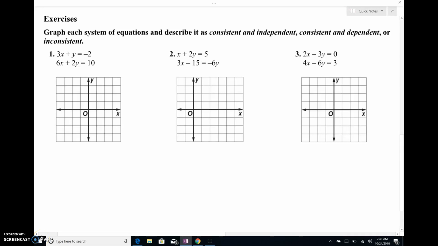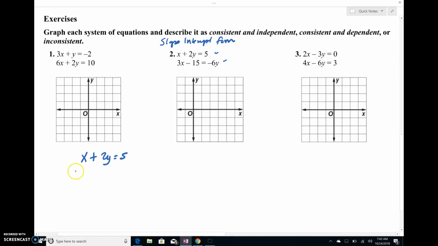What we're going to do today is solve the following system of equations by graphing. In order to do that, we're going to have to write both equations in slope-intercept form, which requires us to solve for y. So I'm going to go ahead and write x plus 2y equals 5.